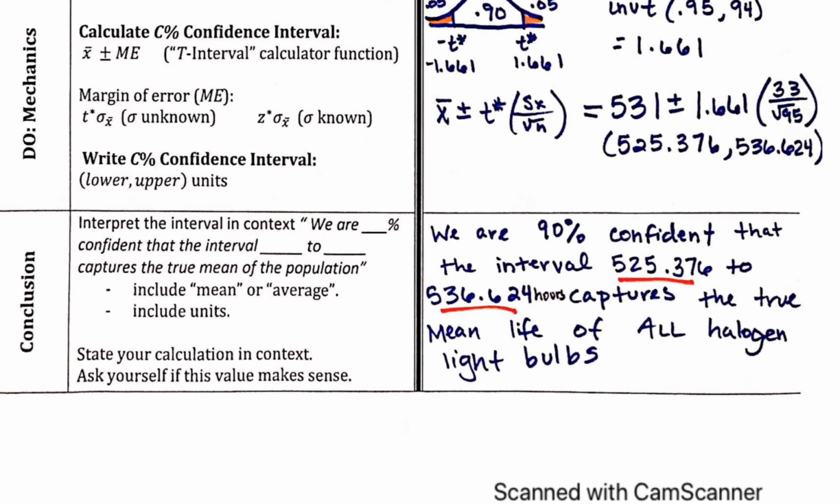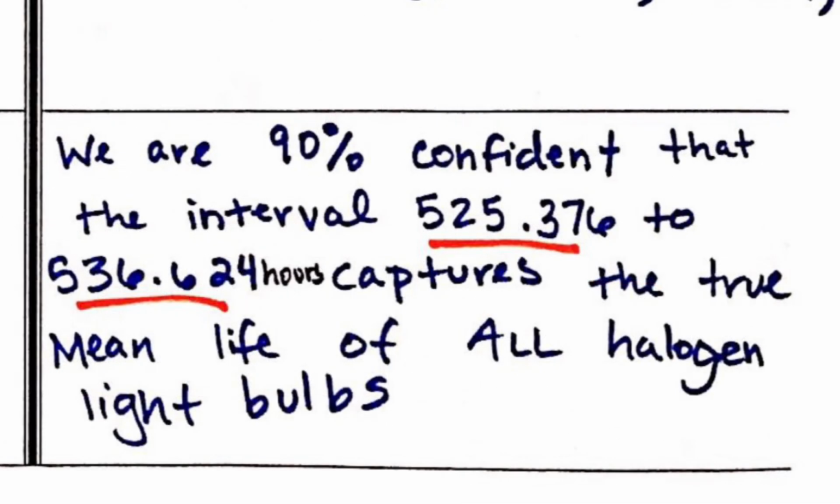This is similar to what we've done with proportions. We are 90% confident that the interval from 525.376 to 536.624 hours captures the true mean life of all halogen light bulbs. Make sure you put your answer in context.